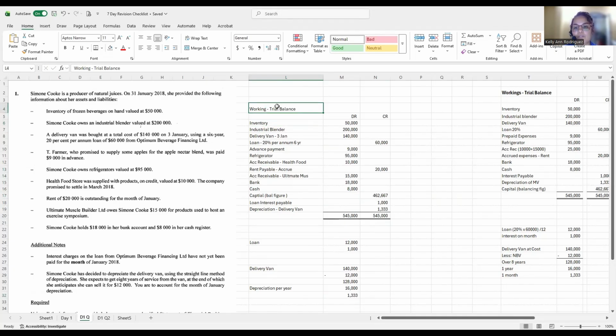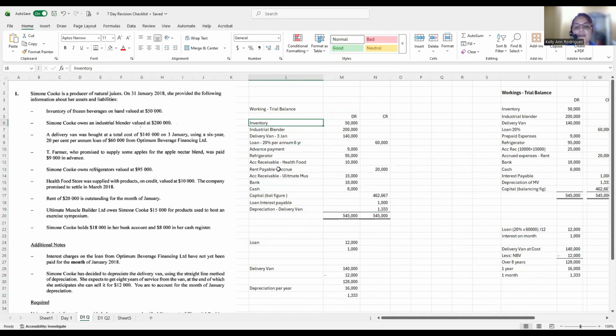Within a few minutes of constructing a working trial balance, you can now take off your non-current assets, which are the industrial blender, delivery van, and refrigerator, less the accumulated depreciation, or the 1 month depreciation. In this case, you get a net book value of your non-current assets.